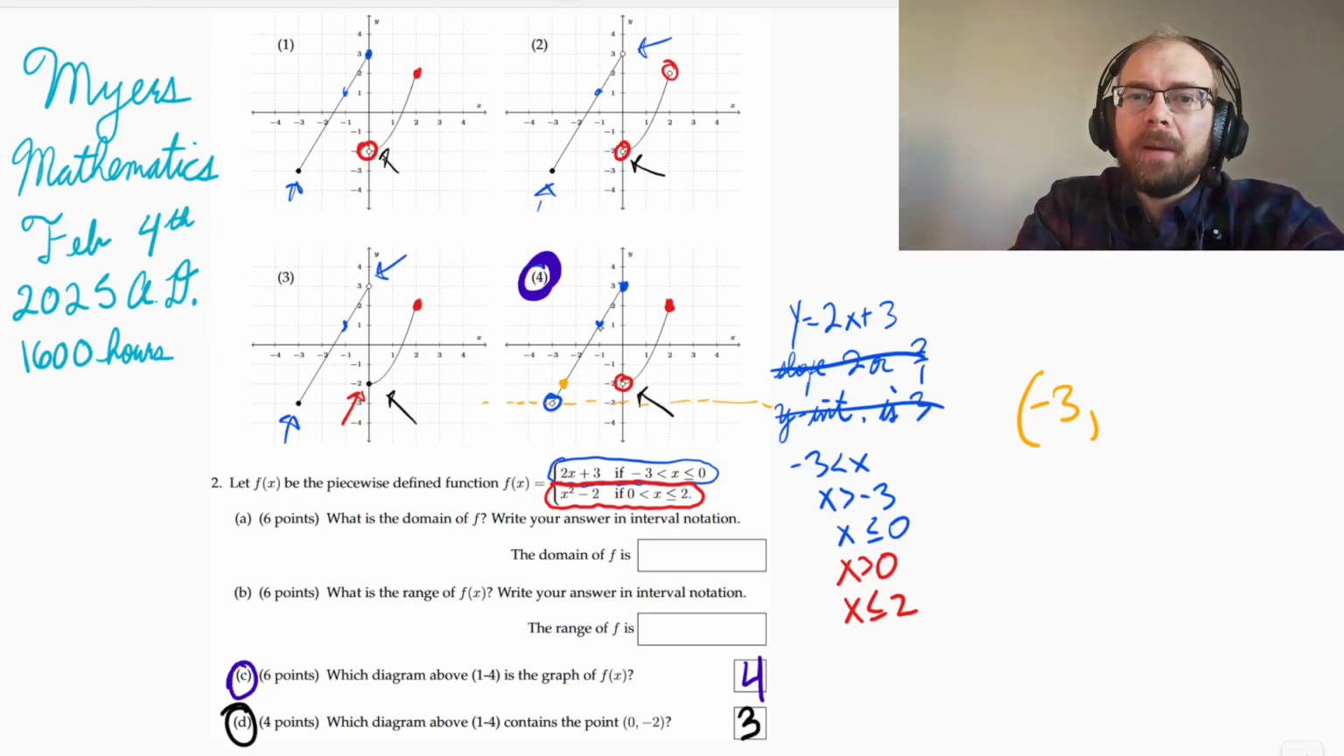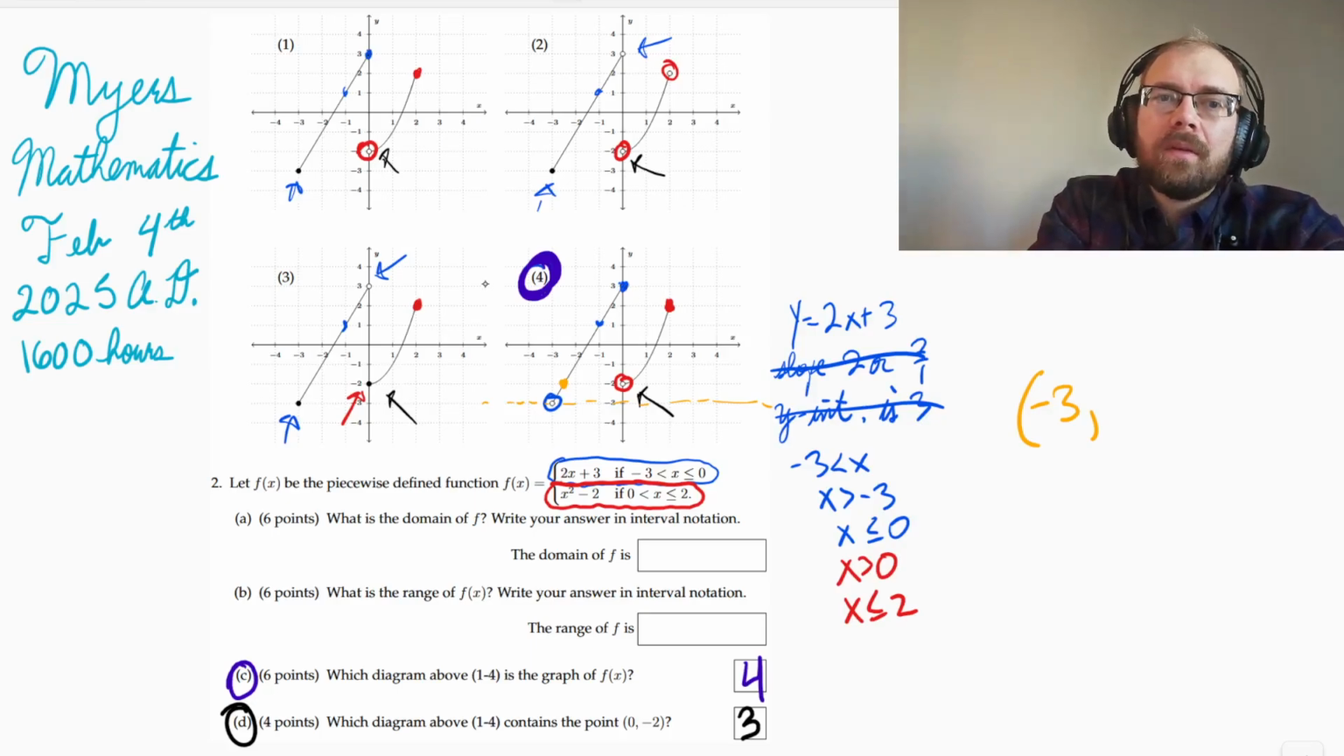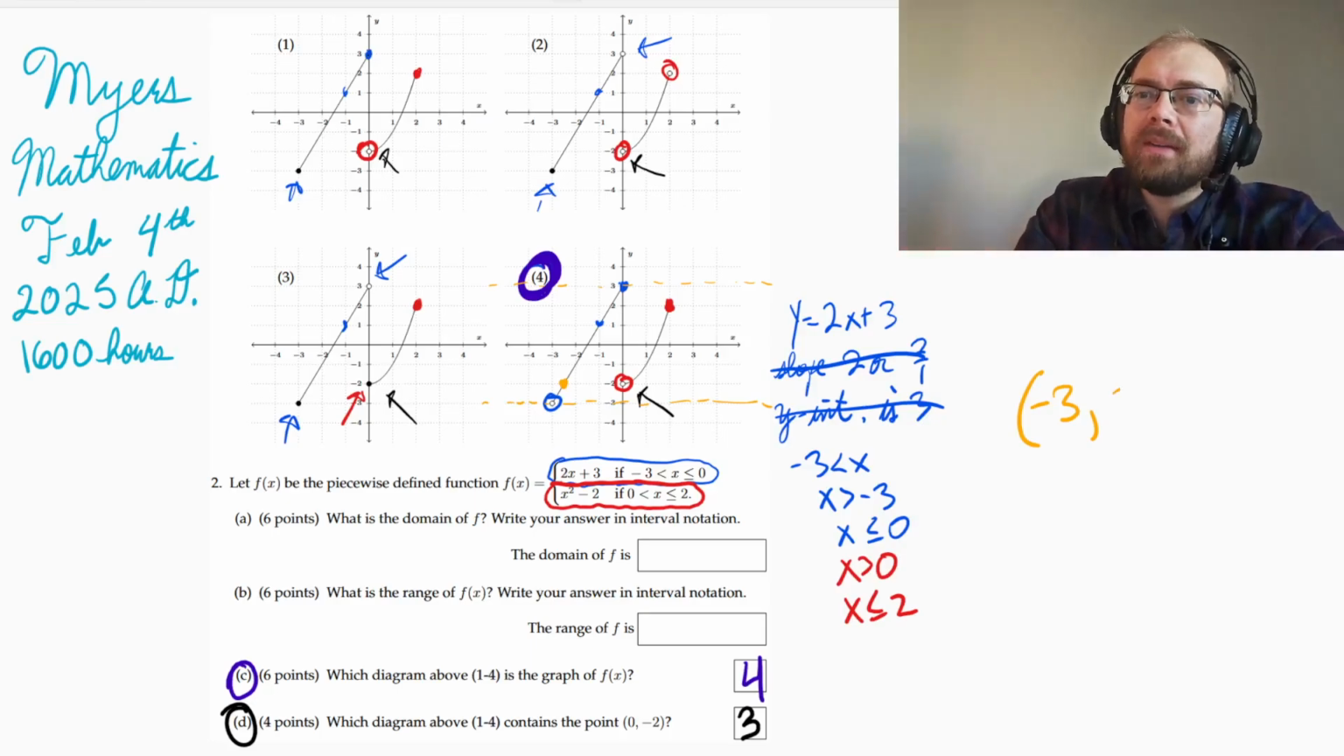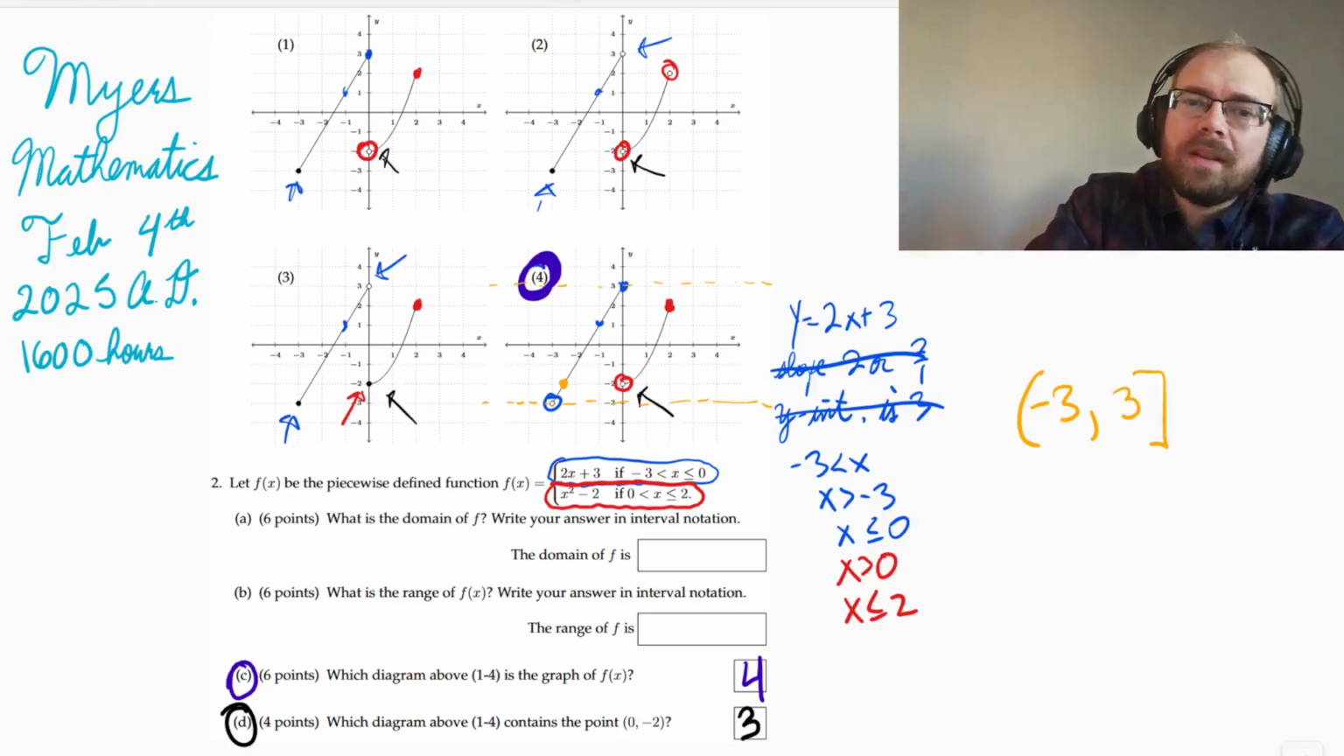And as we go up, up, up, again, the other graph starts right here at y equals 2, but then it keeps going on this line all the way up to 3. All the way up to 3. And it includes the +3. So that would be our answer for that. So -3, 3.